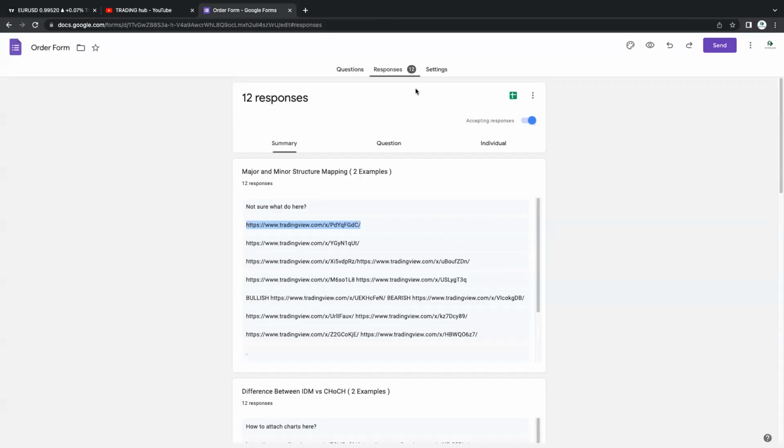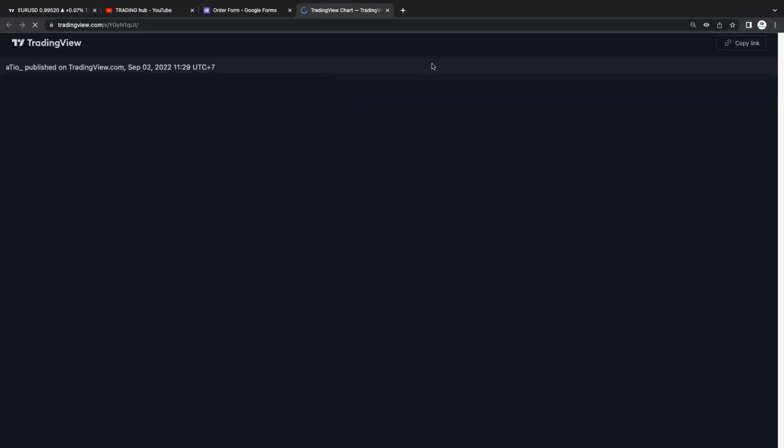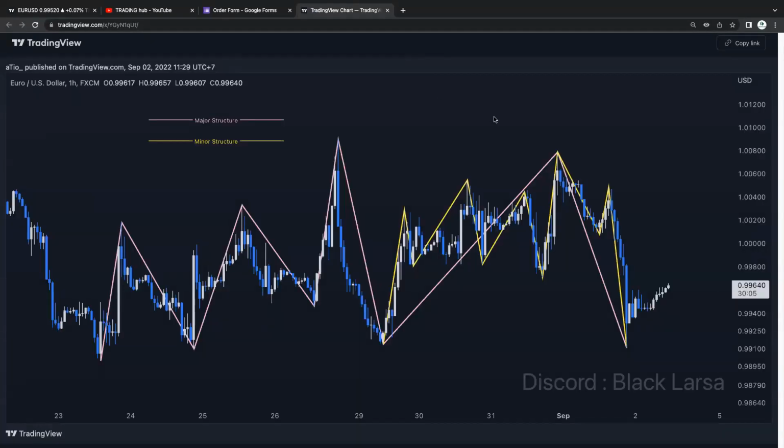Now let's switch to another one here. Okay, so what is this? Major structure and minor structure. Major structure is here. Perfect.